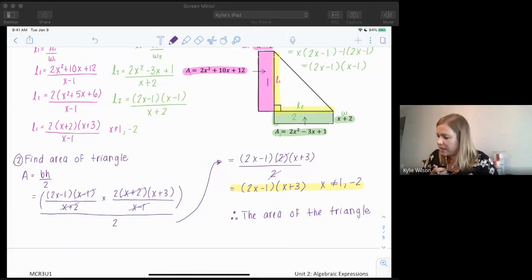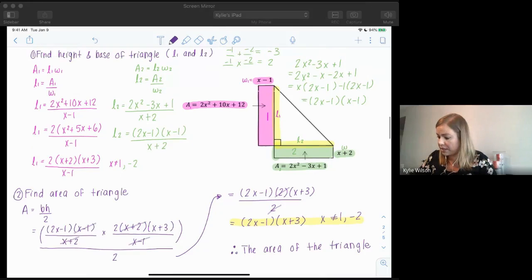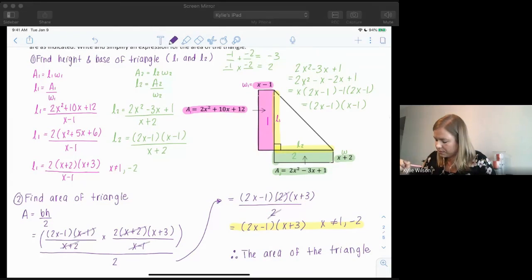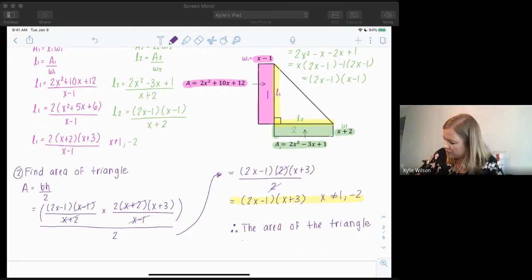Where do you see -3? It doesn't appear on the bottom of a fraction. Oh, no worries. I've already made one mistake. So honestly, please let me know if you see anything that doesn't quite make sense because it happens all the time. Okay, so the area of the triangle is 2x minus 1, x plus 3. And that's our final answer.